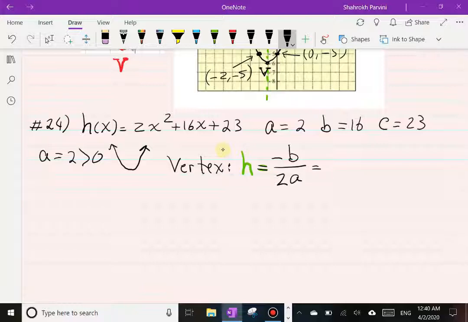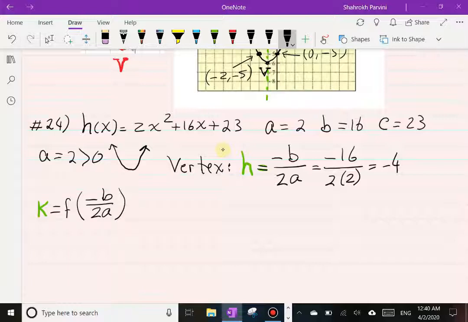That means it's negative of 16 divided by twice times 2. That's going to make this negative 4. Okay, so we have that one. Now to find k, k is going to be equal to f at negative b over 2a. In other words, we're going to evaluate the function at negative b over 2a. Remember, negative b over 2a turned out to be negative 4 here, so we're going to do f at negative 4.